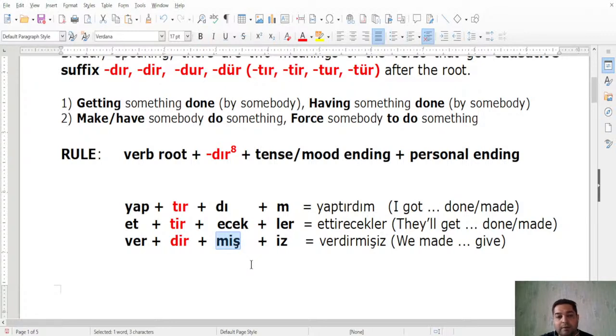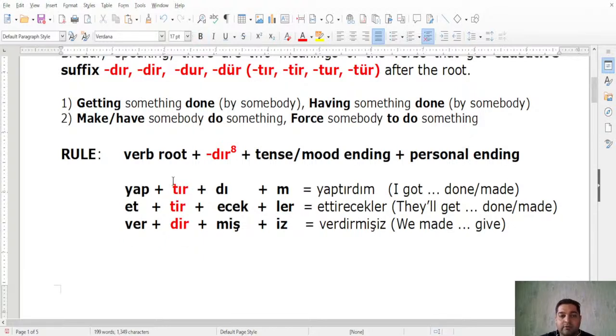Remember that one? Verdirmiş, verdirmişiz, and iz means we. It is a personal ending, plural, first person plural. So verdirmişiz means we made somebody give, okay? We made somebody give, or we got something given by somebody. That's basically examples of this kind of structure. I just put them over here for you to see how this rule works.